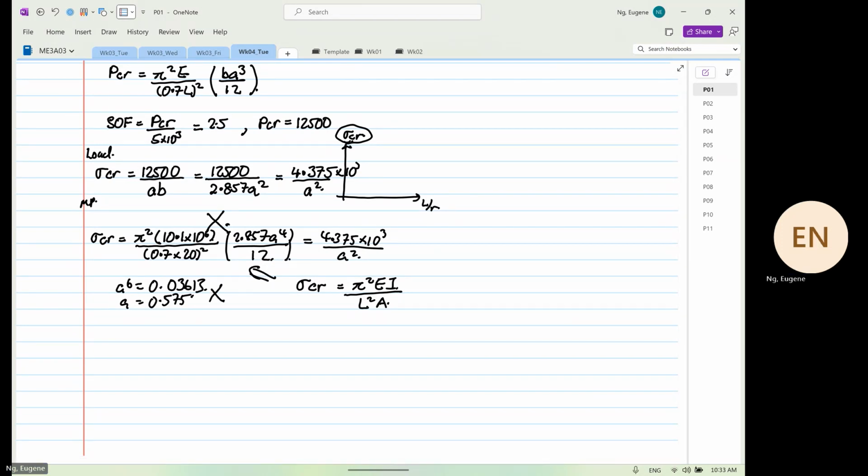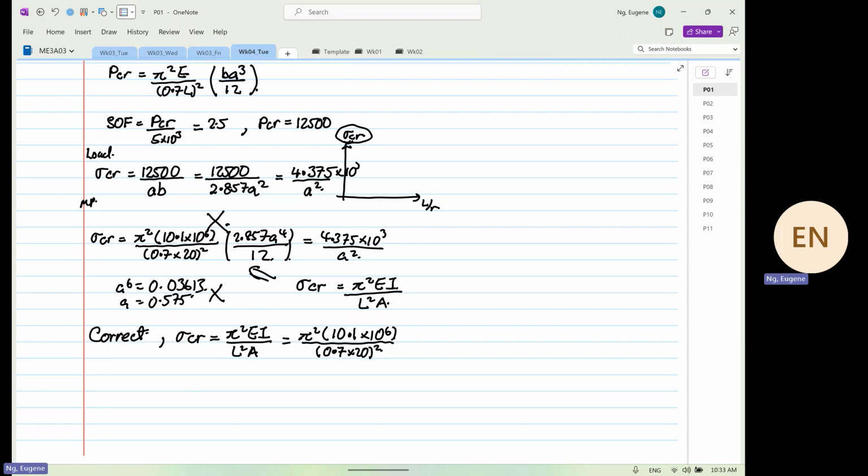This is wrong. So therefore, stress critical, I'm going to say this is the correct one. Stress critical is equal to pi squared EI over L squared divided by A. So this is our pi squared, and our Young's modulus is 10.1 times 10 to the power 6. And our length with the equivalent extended Euler's is 0.7 times 20 squared.